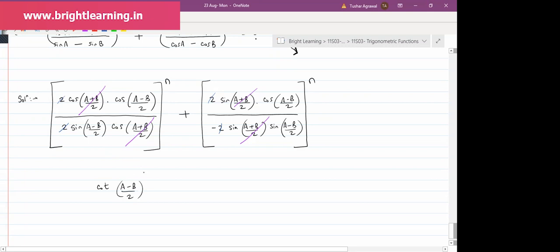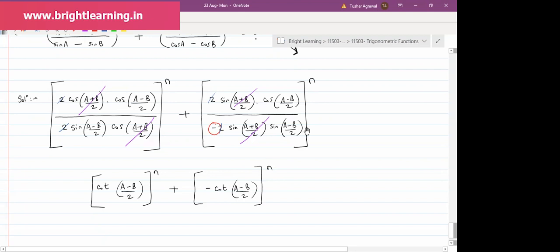Same angle it is, cot of A minus B by 2 complete raised to n. Here also cos A minus B by 2, sin A minus B by 2, so cot of A minus B upon 2, but this negative sign is also left. Keep this in mind, don't neglect that. So cot of A minus B by 2 along with a negative sign, this complete raised to n.